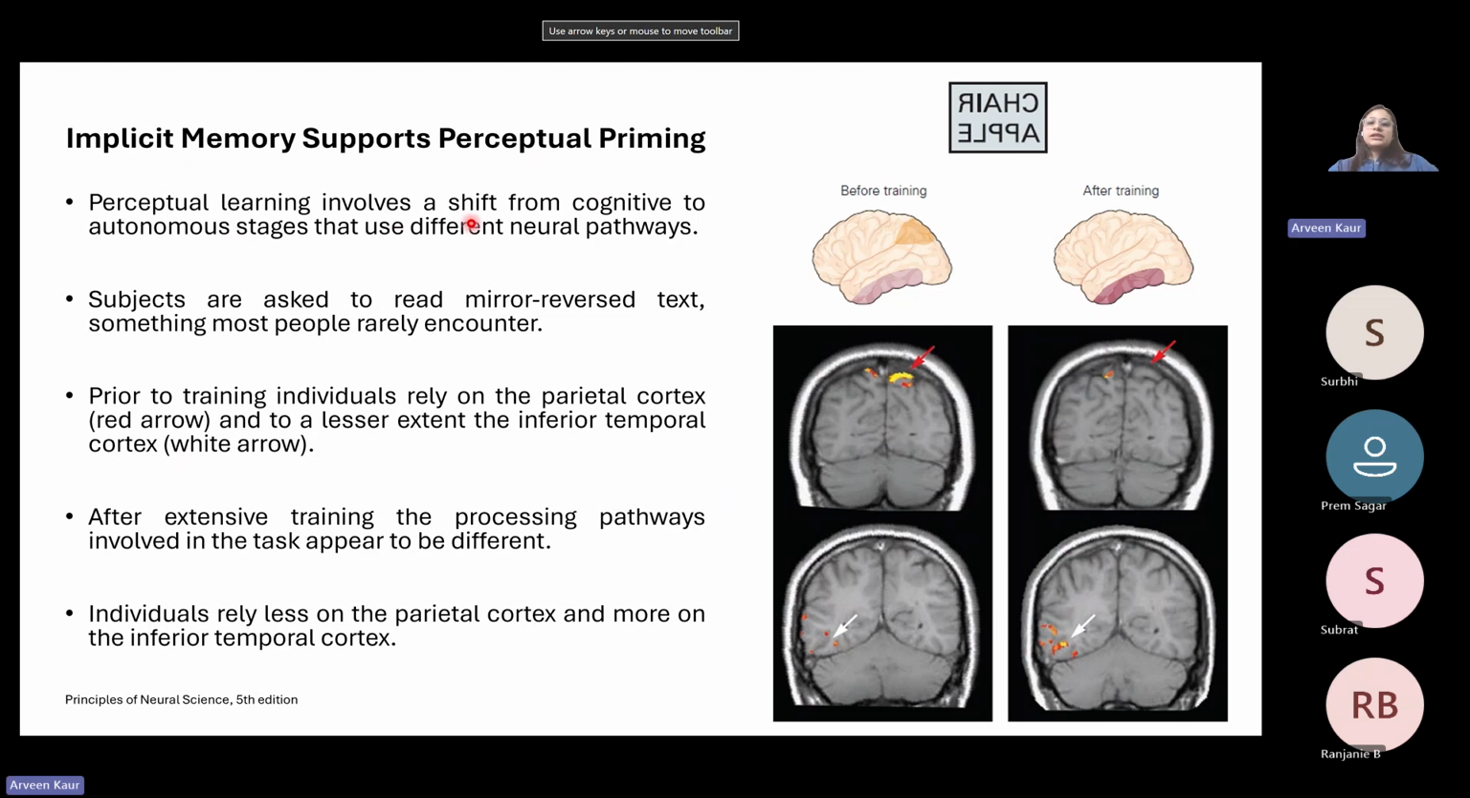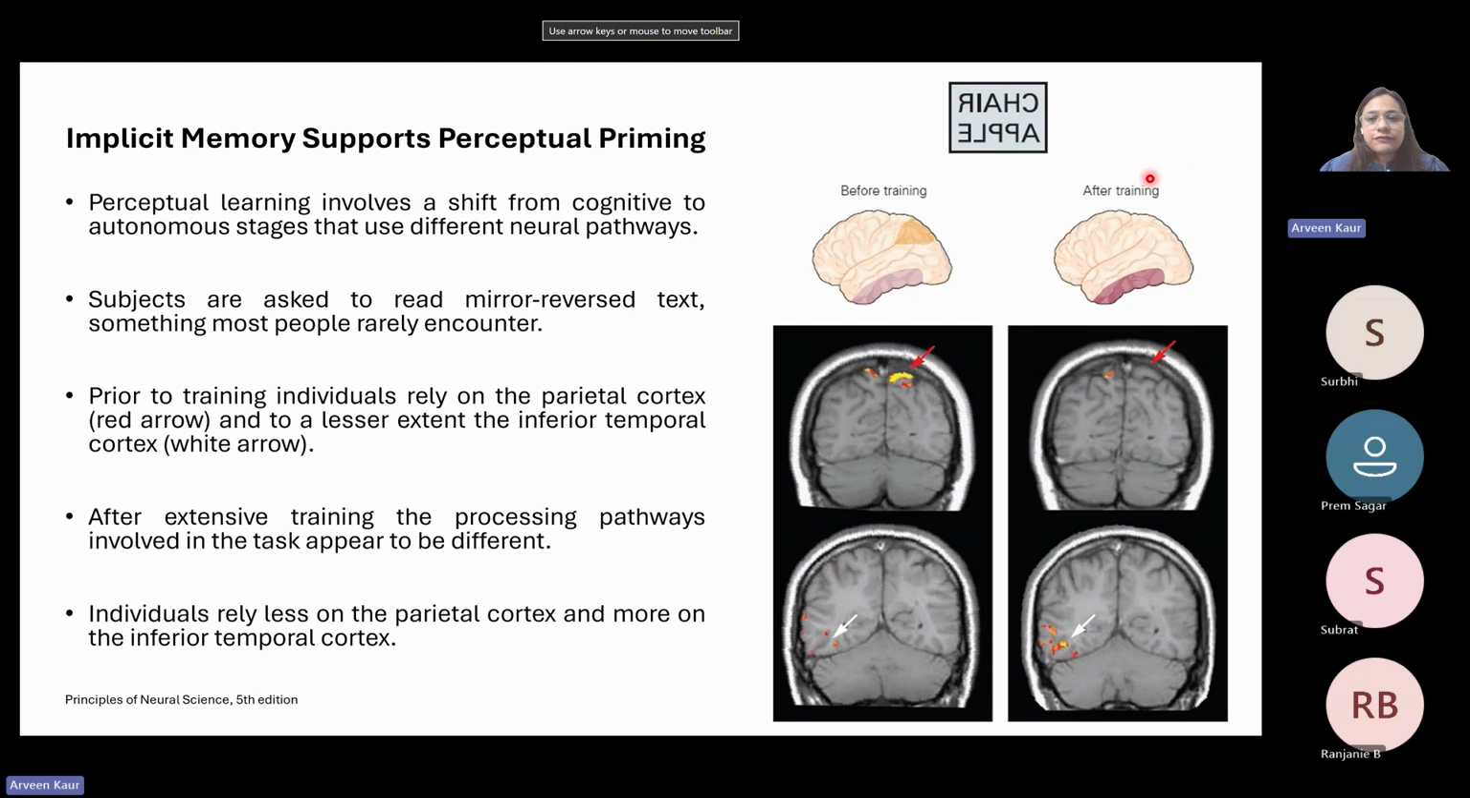Perceptual learning involves a shift from cognitive to autonomous stages that use different neural pathways. So, as I said, there are cognitive stages in which your brain is actively trying to think in a certain way. There are multiple things that you are consciously doing in order to understand what is happening, or what we are trying to do or what we are trying to remember, right? Autonomous is more automatic, right?